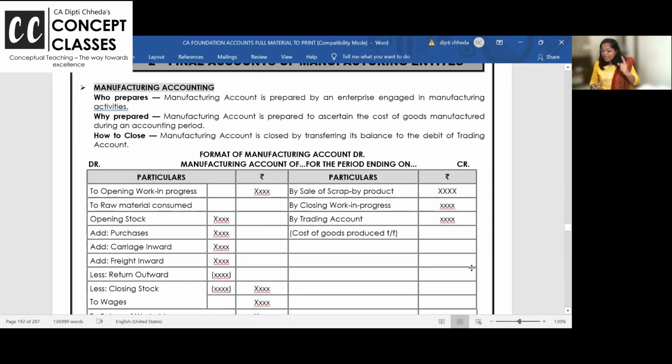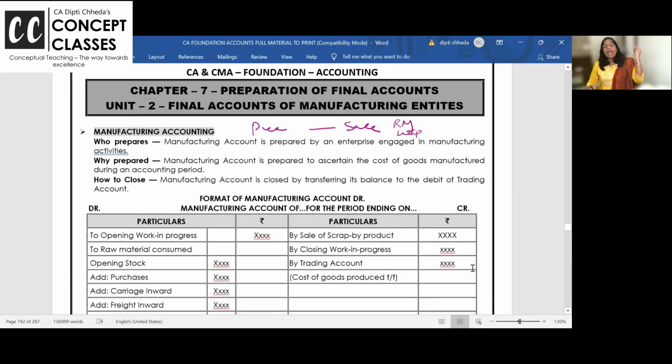Manufacturers. They have not only purchase of goods and sale of goods, that is trading, but to manufacture the goods, they have raw material. Peanuts, for example, peanuts is your raw material. You crush it and you get crude oil, which is your work in progress. You add some chemicals and you get crystal clear groundnut oil, that is your finished goods. Tell me, are you clear with the terms?